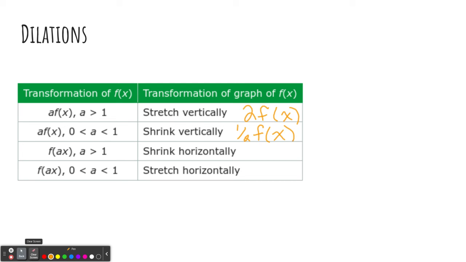Now we're going to be dealing with numbers inside, f of a x. That would look like this. F of 2x. That's shrink horizontally. F of 1/2 x is stretch horizontally. This one will make more sense when you're looking at the practice.